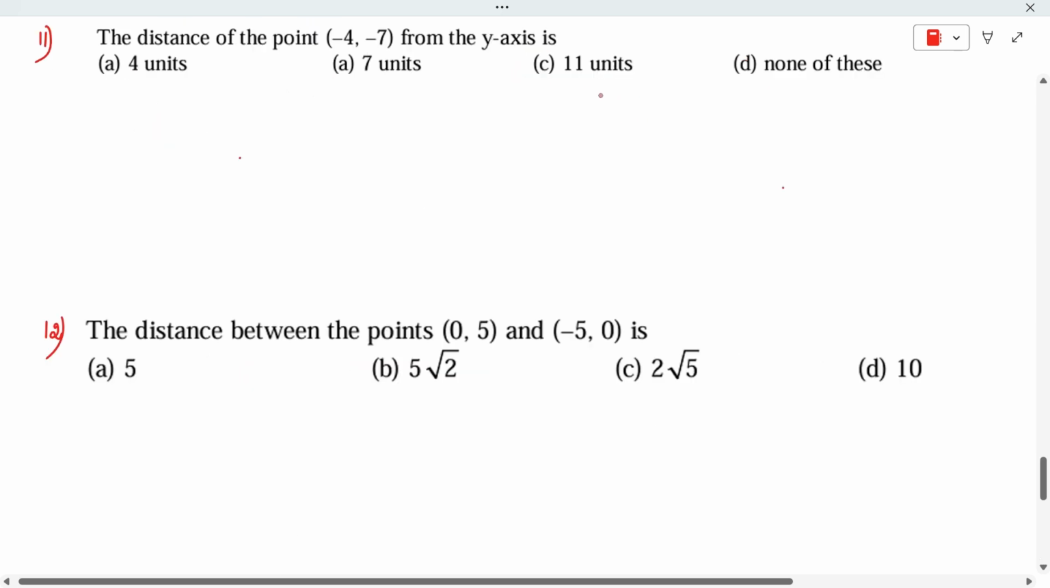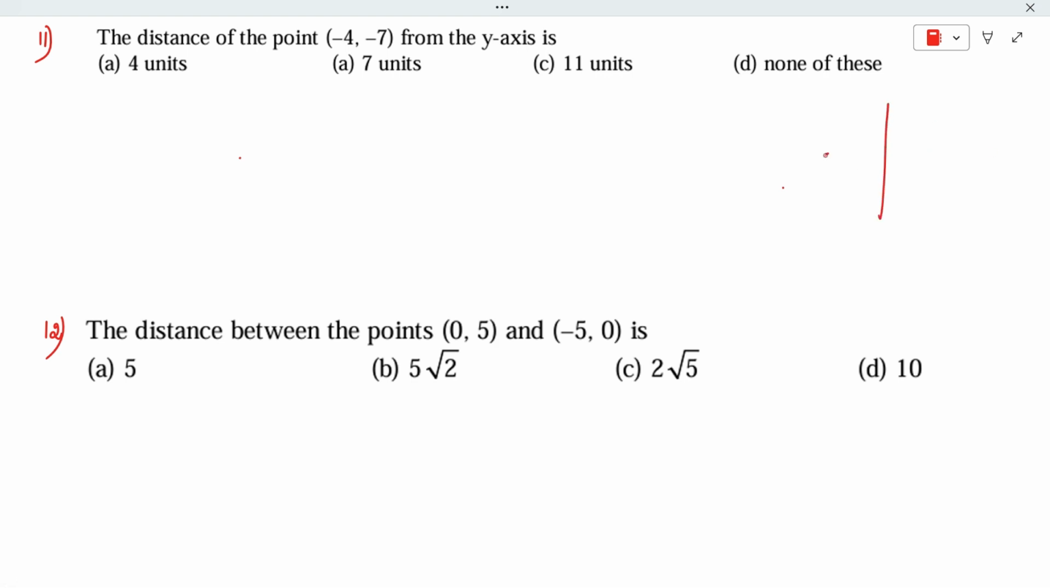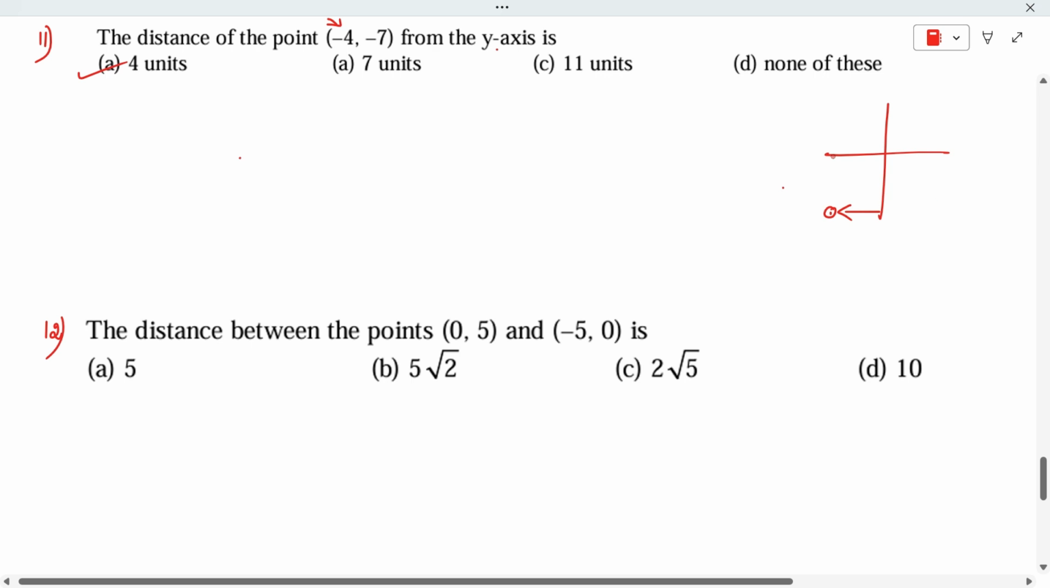Question number 11. The distance of the point minus 4 comma minus 7 from the y-axis. So you know the point minus 4, minus 7 will be lying here, right? So from the y-axis, what would be the distance? If I calculate the distance from the y-axis, you have to take the distance of x. And remember, the distance is always positive. So it is option A, 4 units. So minus 4 will be here, minus 7 will be here, right? So from the y-axis, the distance will be 4 units.